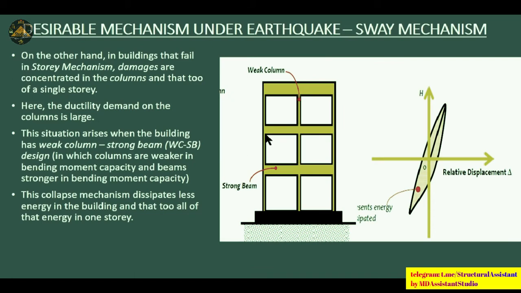But in this story mechanism, you can see that the delta is also very less, for a very small delta only. This is the hinge formation in the case of strong column, weak beam, and this is the hinge formation in weak column, strong beam. So here you can see that all the hinges are formed in the columns, and here you can see that all the hinges are formed in the beams, except some 2 or 3 areas where the hinges are formed in the column. So this is a very desirable mechanism. This is a very strongly rejected or very undesirable mechanism.